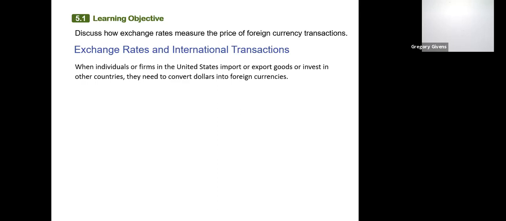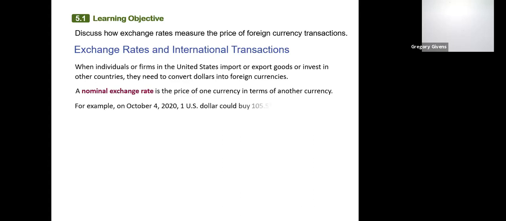When individuals or firms in the United States import or export goods, or they perhaps want to invest in assets that originate from another country, what they're going to need to do is be able to convert US dollars into some amount of a foreign currency, okay? This brings me to our first term here today, and that is the nominal exchange rate. What's the straight definition of the nominal exchange rate? It's simply put, the price of one currency in terms of another currency.